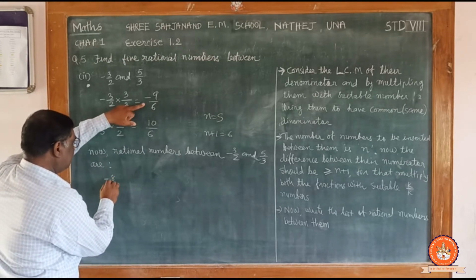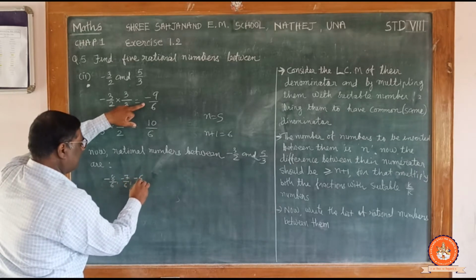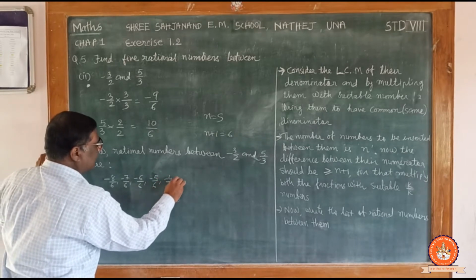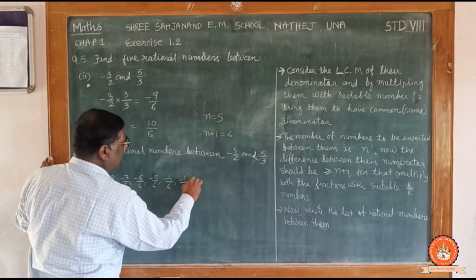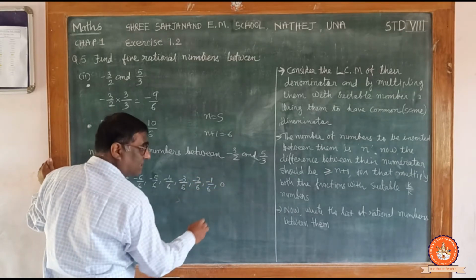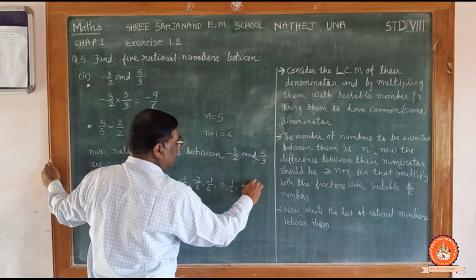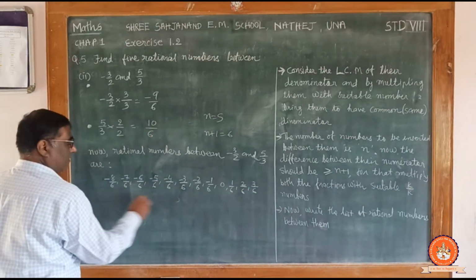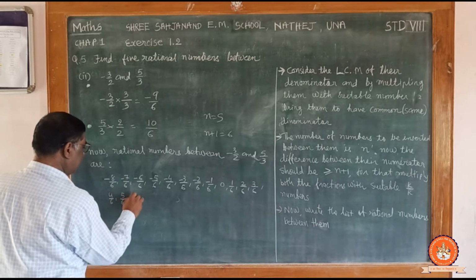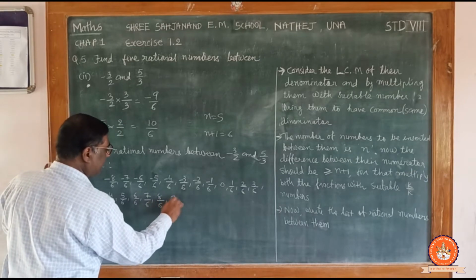Minus 8 upon 6, minus 7 upon 6, minus 6 upon 6, minus 5 upon 6, minus 4 upon 6, minus 3 upon 6, minus 2 upon 6, minus 1 upon 6. It's a 0, means 0 upon 6. So 1 upon 6, 2 upon 6, 3 upon 6, 4 upon 6, 5 upon 6, 6 upon 6, 7 upon 6, 8 upon 6 and 9 upon 6.